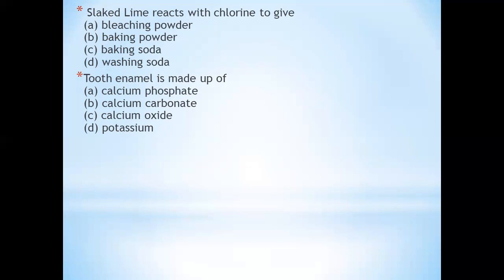Tooth enamel is made up of: first option calcium phosphate. Next calcium carbonate, third calcium oxide, last potassium. Yes, correct option is calcium phosphate.